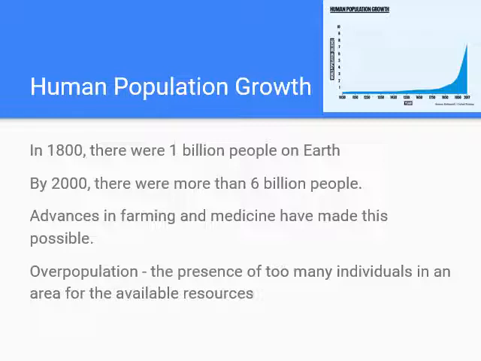So overpopulation is the presence of too many individuals in an area for their available resources. And this is happening in parts of our planet. And if the population continues to grow, it will happen all over our planet.